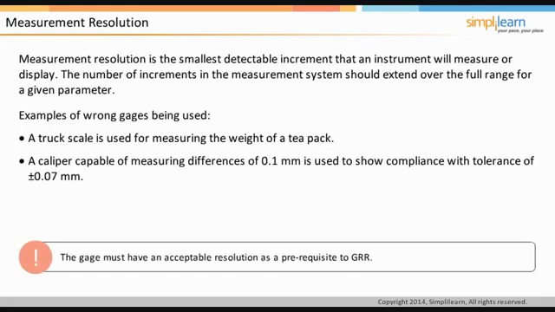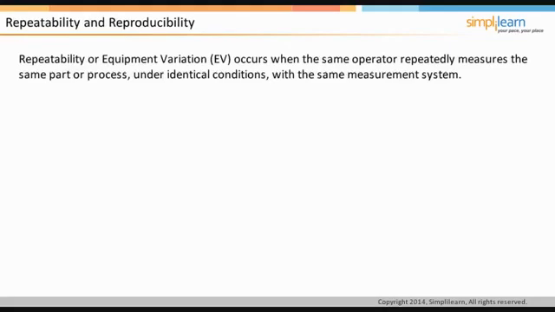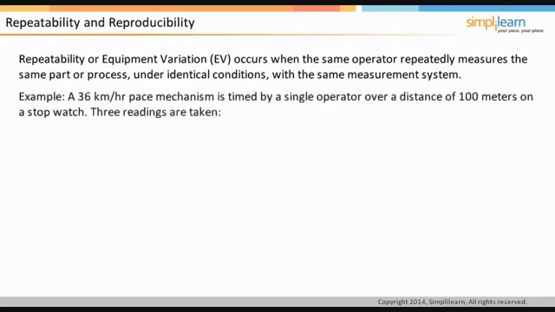In the next screen, we will look at examples for repeatability and reproducibility. Repeatability is also called equipment variation, or EV. It occurs when the same technician or operator repeatedly measures the same part or process under identical conditions with the same measurement system. The following example illustrates this concept.